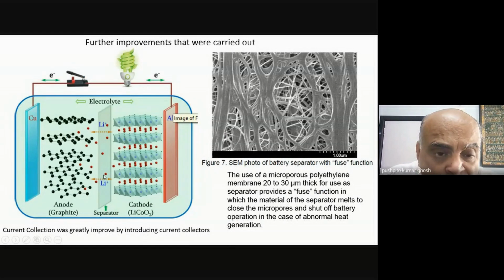One was, you see, although we have written that it is the carbon which becomes negatively charged and the lithium remains lithium plus, actually that's not necessarily true. Some amount of lithium plus could actually also get reduced to lithium, because it's not a matter of joke to reduce carbon to carbon minus. Under those potentials, even lithium plus might become lithium.